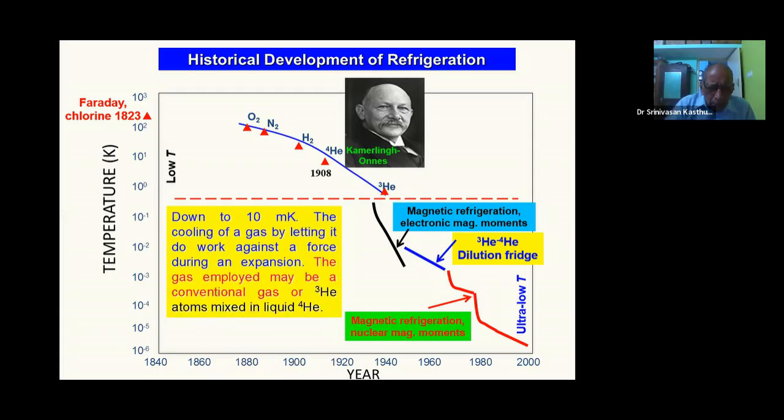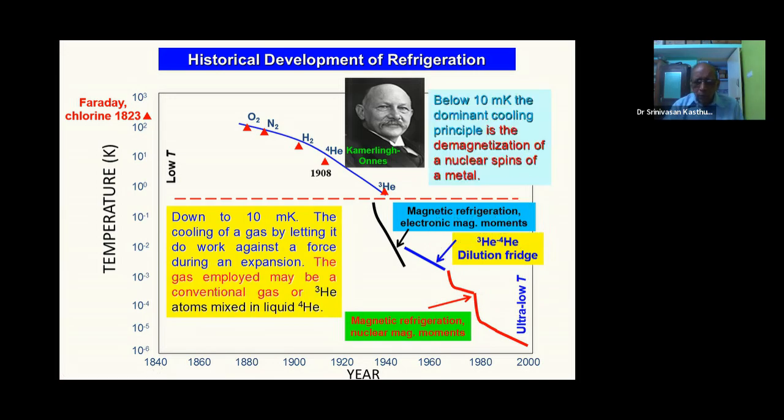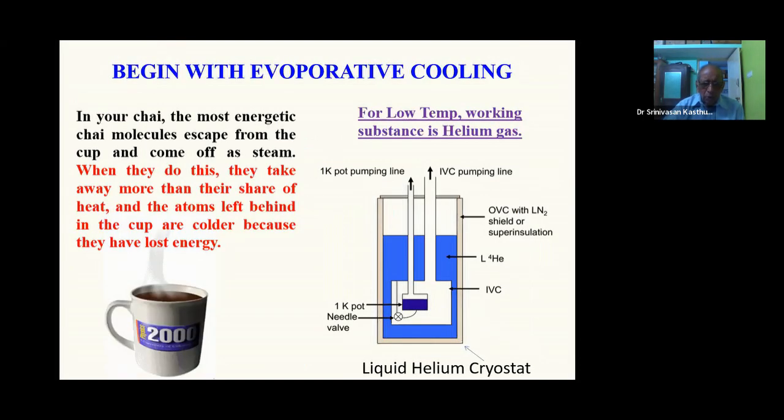Down to 10 millikelvin, the cooling is of a gas, by letting it do work against a force due to an expansion. The gas employed may be a conventional gas or helium-3 atoms mixed up with helium-4. And this is your so-called dilution refrigeration system. Below 10 millikelvin, the dominant cooling principle is the demagnetization of nuclear spins of a metal. And we will just see all those details.